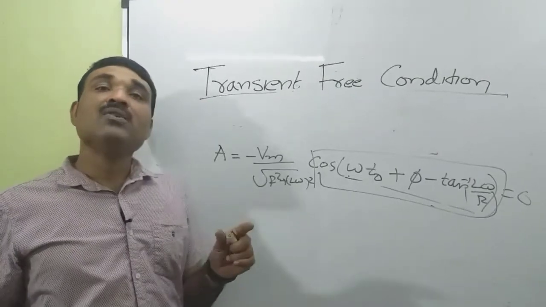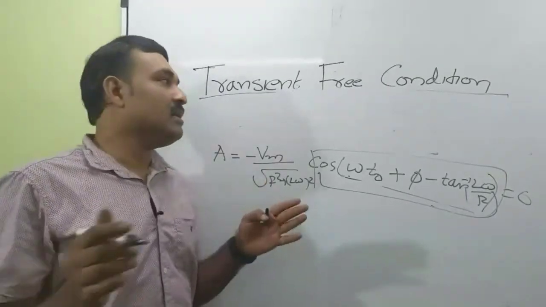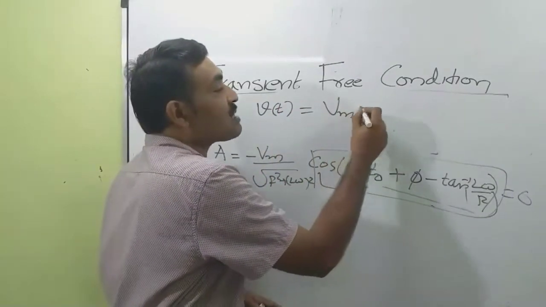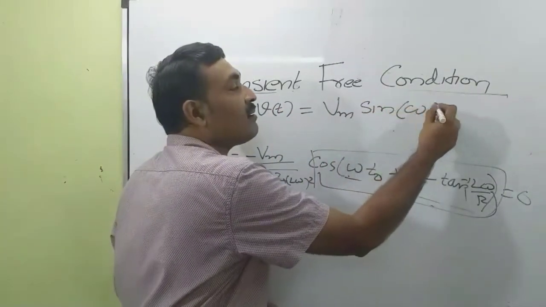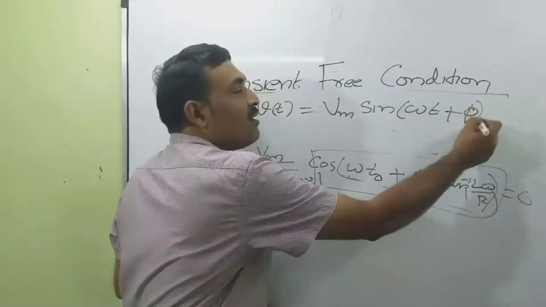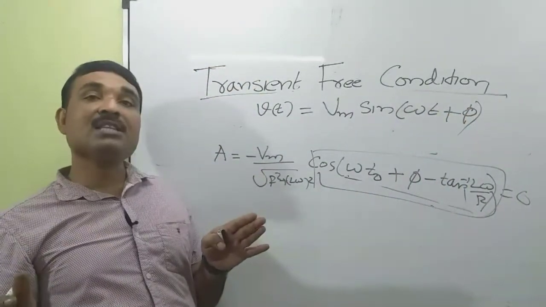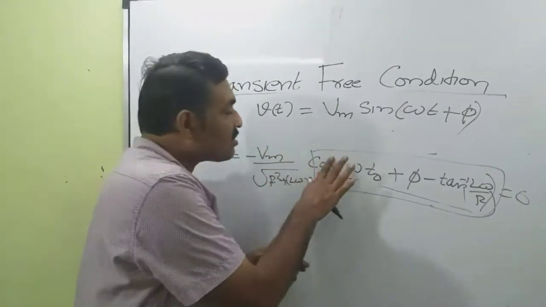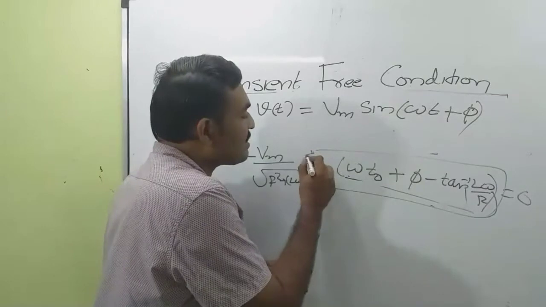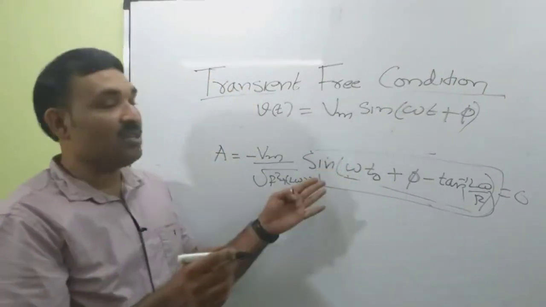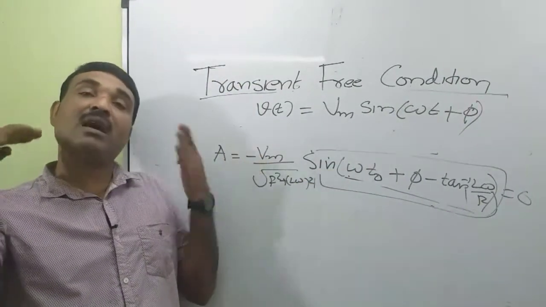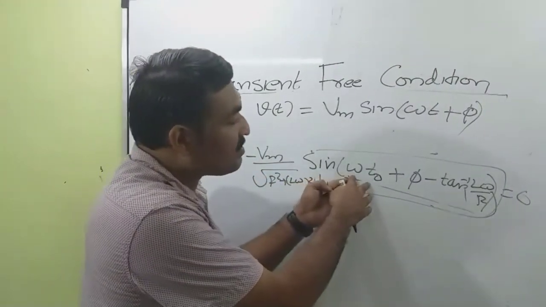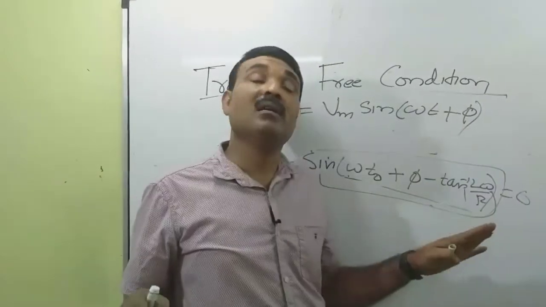Now, suppose we are giving a sinusoidal input, that is, v(t) is equal to Vm sin(omega t plus phi). This is the input, so the nature of the response is also sinusoidal. So we can write A is equal to this term, with the cos replaced by sine. So the expression for current is also sinusoidal. So A is equal to this term into sine of omega t0 plus phi minus tan inverse L omega by R, which is equal to 0.